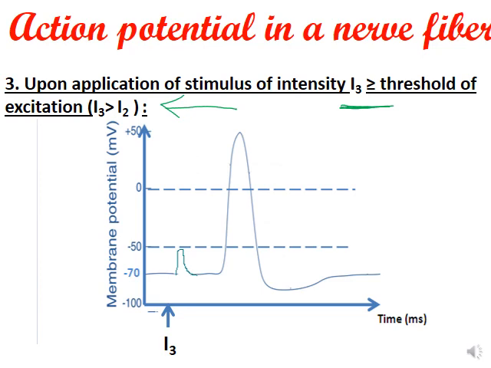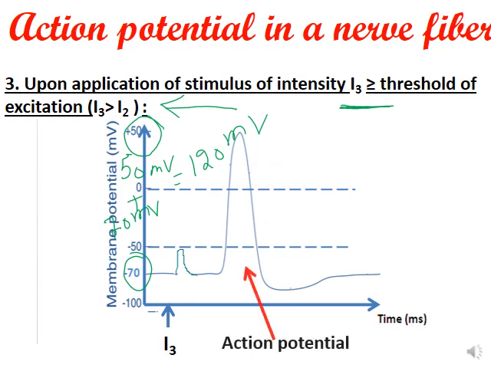So we moved from minus 70 to plus 50. Minus 70 to 0, if you want to calculate it as math, we move 70 millivolt. Then from 0 to 50, it's 50 millivolt. So 50 plus 70 is equal to 120 millivolt. So here, this is called the action potential, the action potential AP. So we have an action potential.